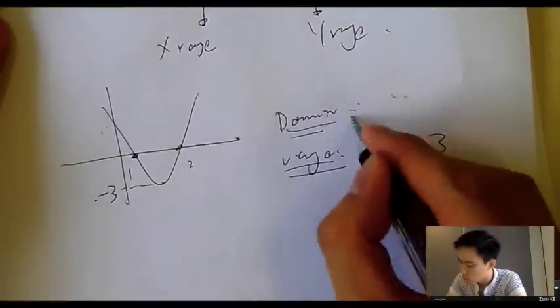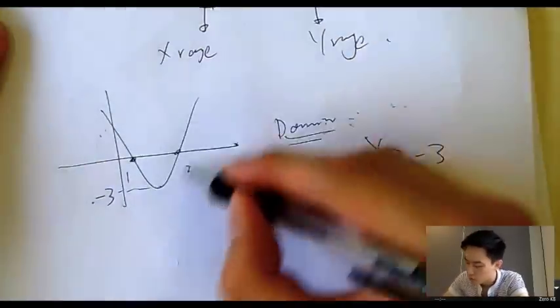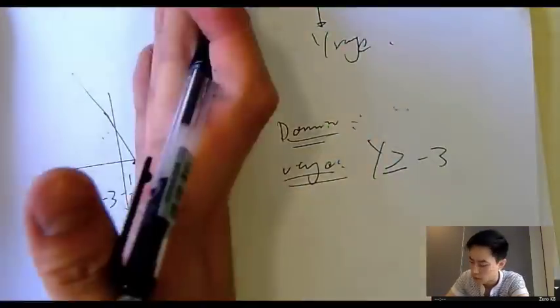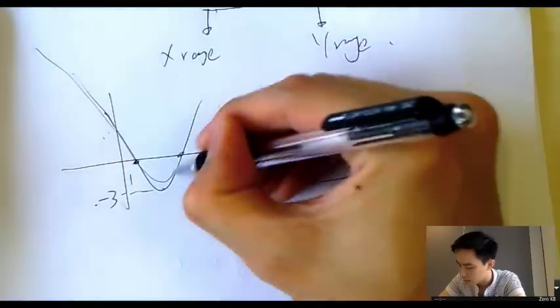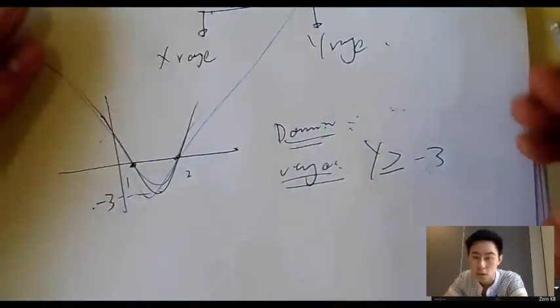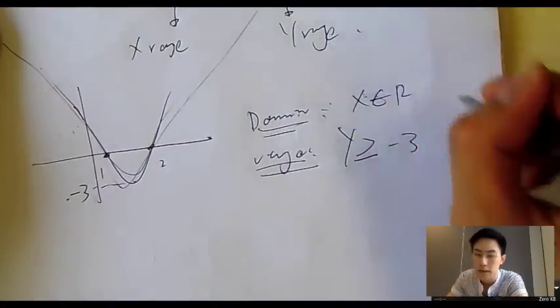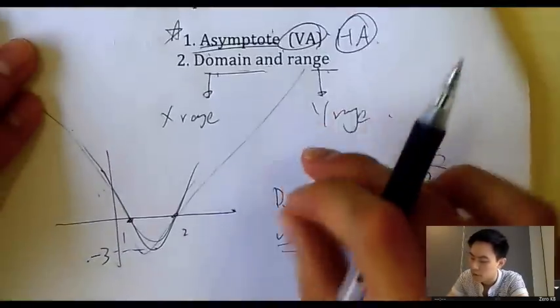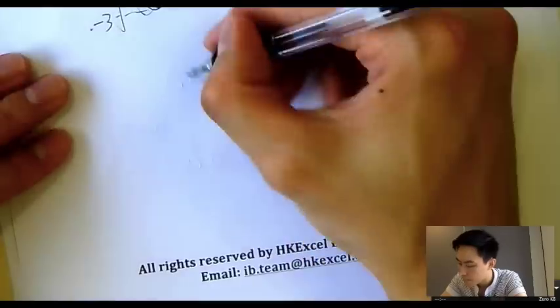And domain means the X. For a quadratic equation, it can go from -infinity to infinity, so it can extend forever. So for this one, x ∈ ℝ. x ∈ ℝ means x is an element of the real numbers. But this type of question also applies to a mapping diagram.